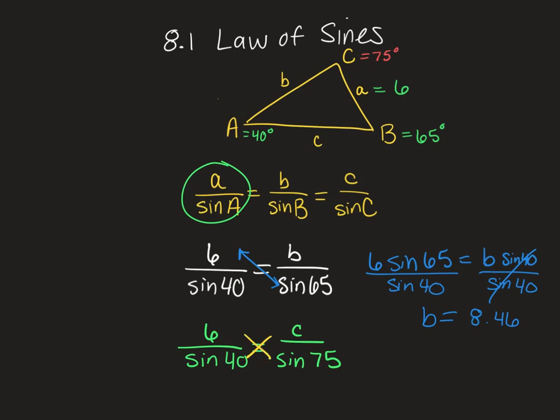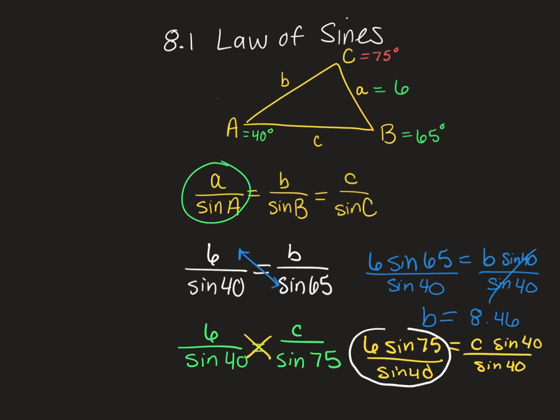So again, we're going to cross multiply. This time we'll get 6 sine 75 is equal to C sine 40. And then divide by the sine of 40. And then you can plug it in the calculator just like this to get your value for C, which I'm going to write over here. So you can do 6 sine 75 divided by sine 40, which gives you 9.02.